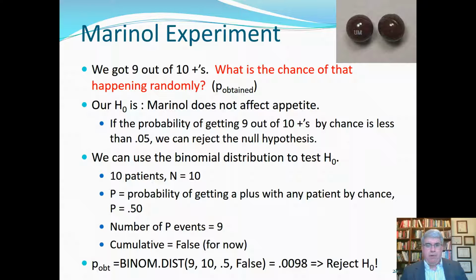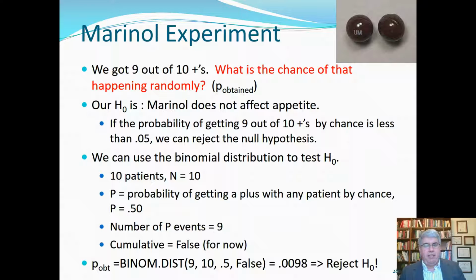Now, in the Marinol experiment, we got 9 out of 10 pluses. What's the chance that that happened randomly? That's going to be our p-value, or the p-obtained value. We want to find out what's the chance of getting these results randomly. So we're going to call this a little p.